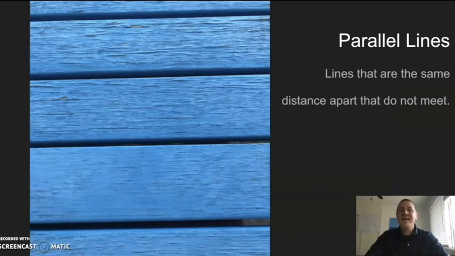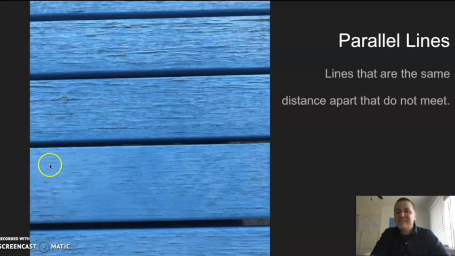Finally, parallel lines. Parallel lines are very common as well. You see them around your house, in buildings. These are lines that are the same distance apart and will never meet. In other words, they're the same distance apart, so they do not touch each other, ever. Lines that are at an angle will usually intersect. Parallel lines do not.